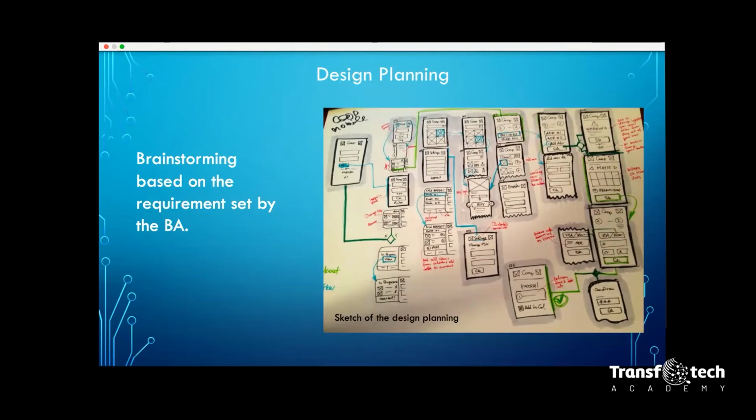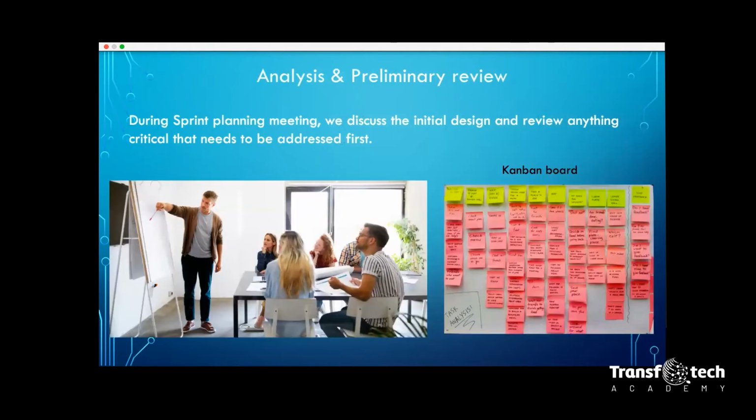After getting all the requirements written down, we started brainstorming and envisioning how the product would look or work. And here is a simple example of design planning. We also call it mapping. Once we had an initial design, we reviewed it during our sprint planning meeting. Team members reviewed the design and provided feedback. We recorded all their feedback using a Kanban board.